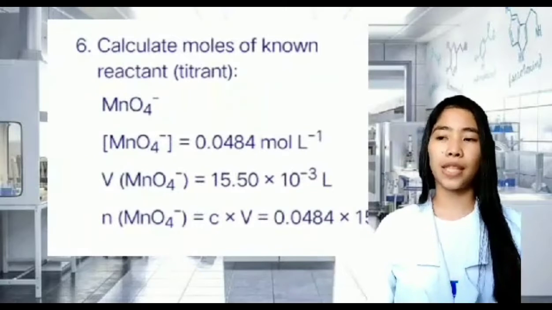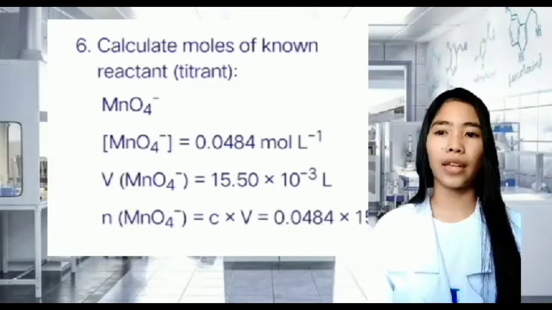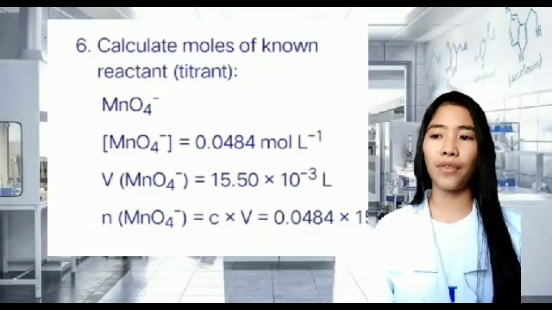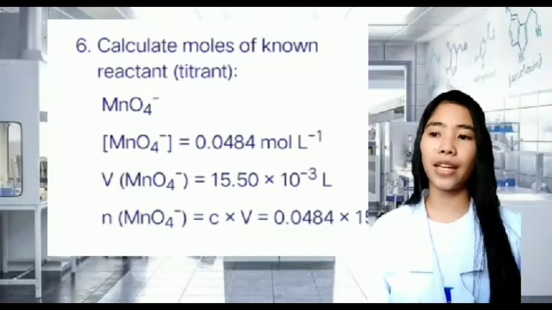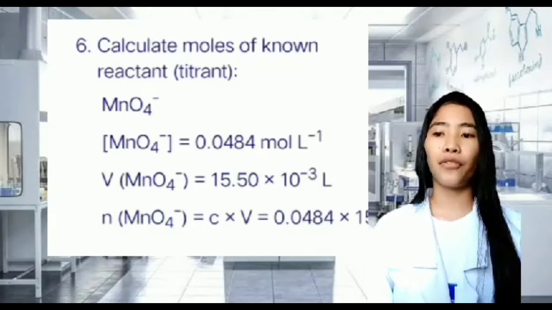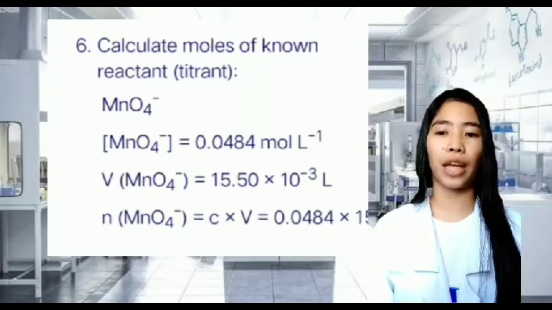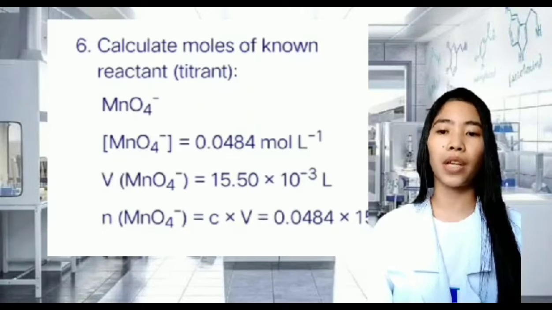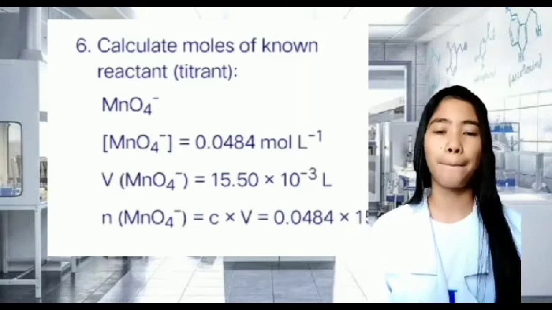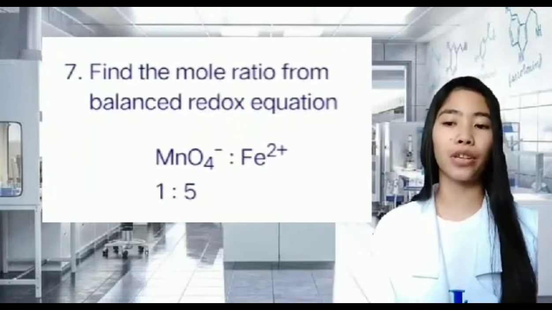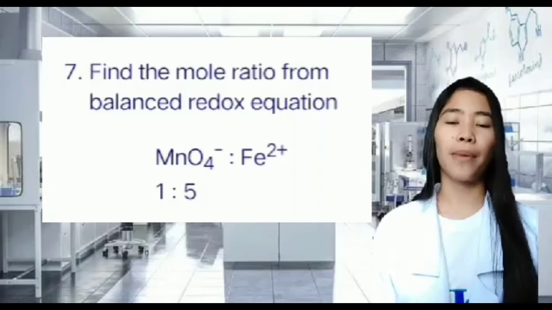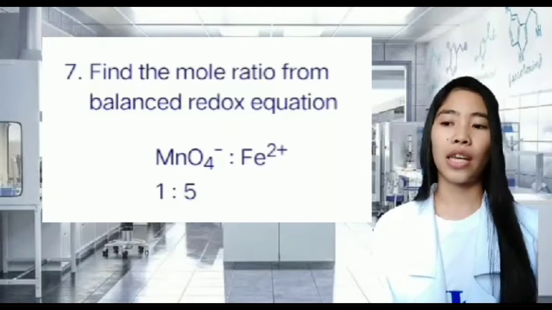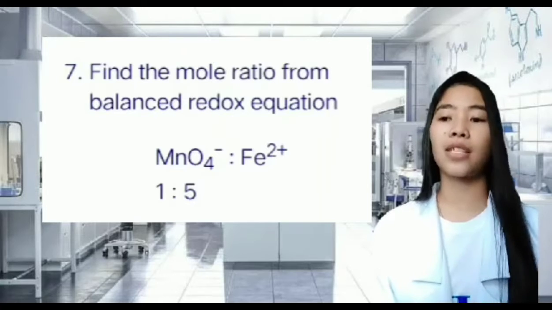The sixth step is calculate moles of the known reactant or our titrant. So we have the value of our n is C times the volume, which is equal to 0.0484 times 15.50 times 10 to the negative 3, is equal to 7.502 times 10 to the power of negative 4 mole. The seventh step is we need to find the mole ratio from the balanced redox equation. So the value of our MnO4⁻ is 1 and our Fe²⁺ is 5.